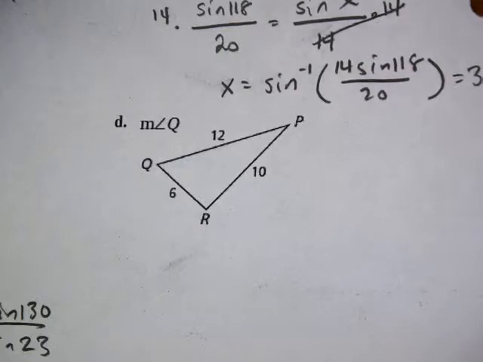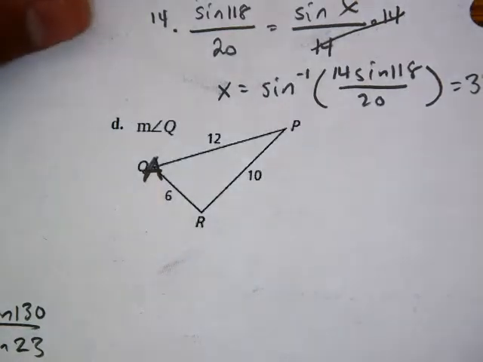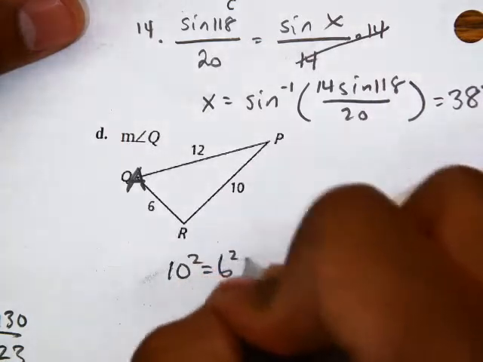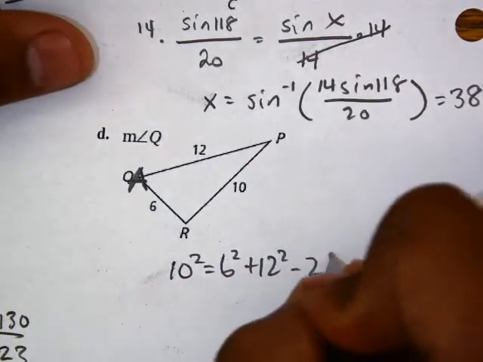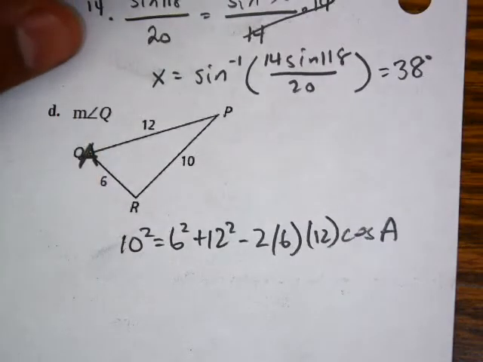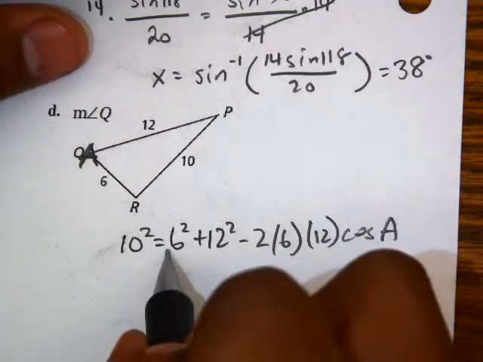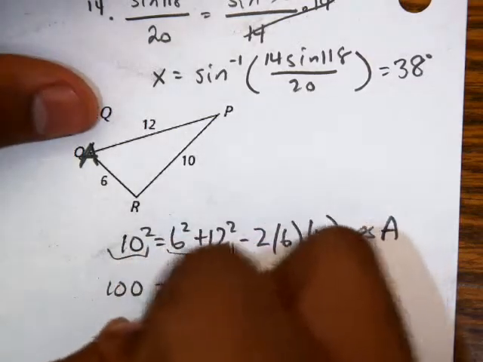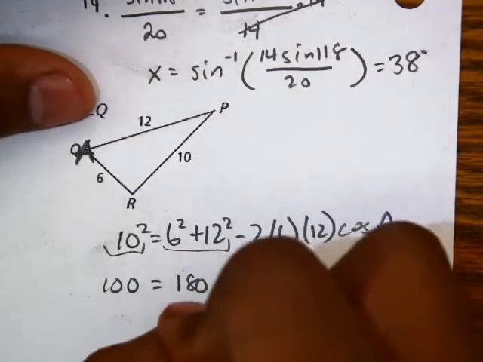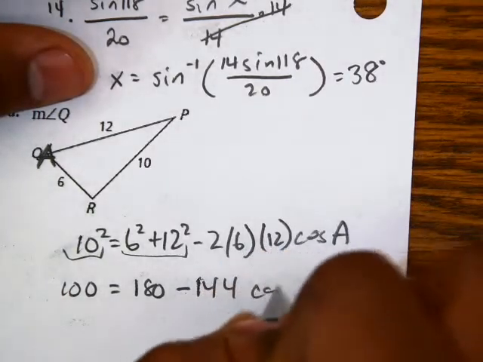And lastly, this is side, side, side, so I'm going to use the law of cosines and solve for that missing angle there. So I'm going to start with 10 squared. And that should equal the other two sides, 6 squared and 12 squared, minus 2 times 6 times 12 cosine that angle A, or Q in this case. Can't type all this in the calculator, so I need to clean up what I can. So 10 squared is 100, 6 squared plus 12 squared is 180. 2 times 6 times 12 is 144 cosine A.